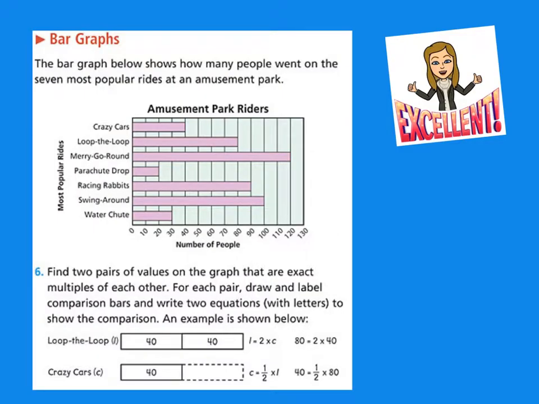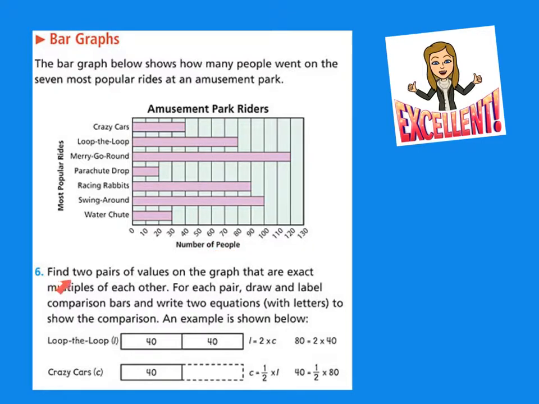We can do the same thing but using bar graphs. This bar graph below shows how many people went on the 7 most popular rides at an amusement park. So we have the most popular rides here: Crazy Cars, Loop-the-Loop, Merry-Go-Round, Parachute Drop, Racing Rabbit, Swing Around, and the Water Chute, and then the number of people that went on those rides.